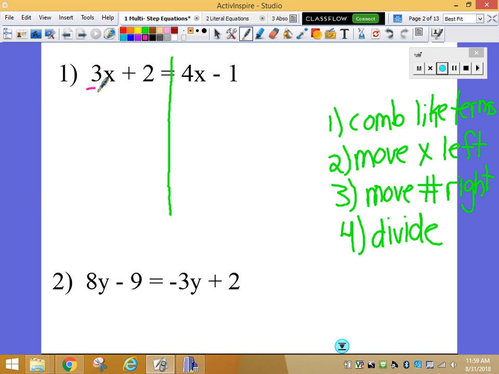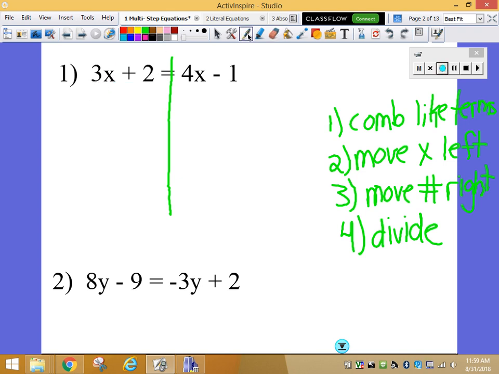Look at this left-hand side. Can I combine those? 3x and 2. Hopefully, you know the answer is no. You cannot combine them because that 3 has an x and the 2 does not. How about the right-hand side? 4x minus 1. Can I combine those? No, because the 4 has the x and the 1 does not. So I have already done step 1, okay? I have combined like terms because there's nothing I can combine. So I'm going to move on to step 2.